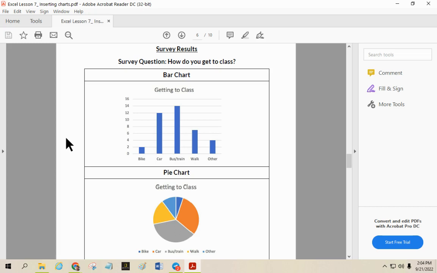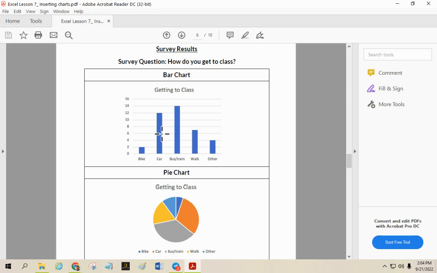There are two kinds of charts displayed here. The first is a bar chart. In the bar chart, each bar or rectangle shows how many are in that category. A taller bar means there's more in that category. You can see how many are represented in each bar by looking at the number on the left. For example, 2 people used a bike to get to class.